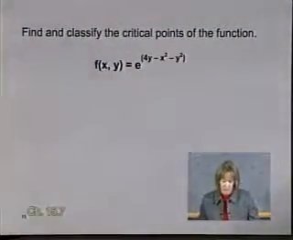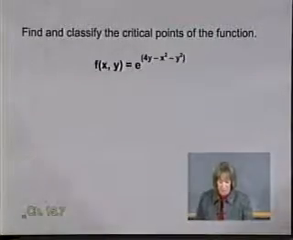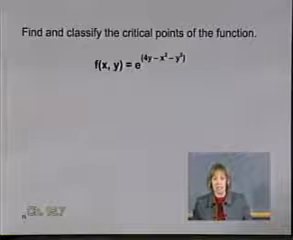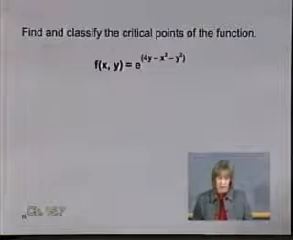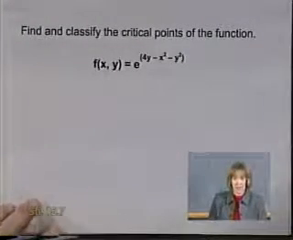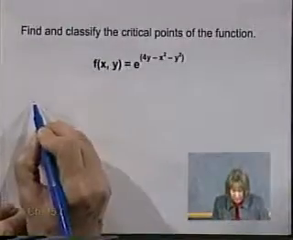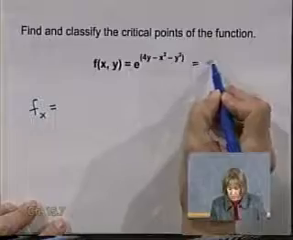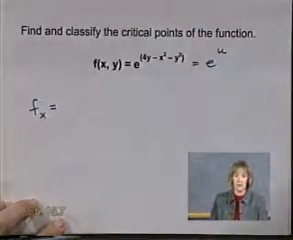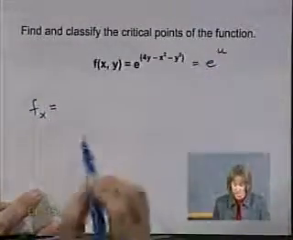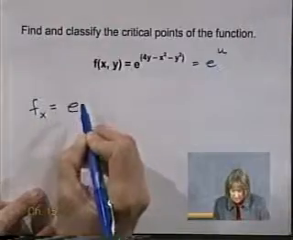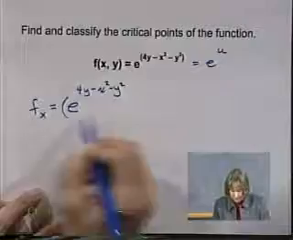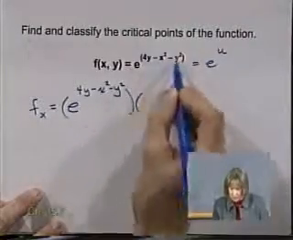We want to look at the function f of xy equal to e to the 4y minus x squared minus y squared. All right, so first of all, we're going to find our candidates for max mins. So we've got to take the partial with respect to x. Now notice this function's in the form of e to the u. And when you take the derivative of a function of the form e to the u, the derivative is e to the u, times the derivative of the exponent.